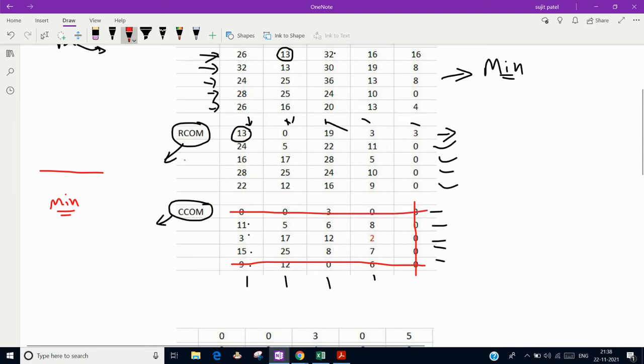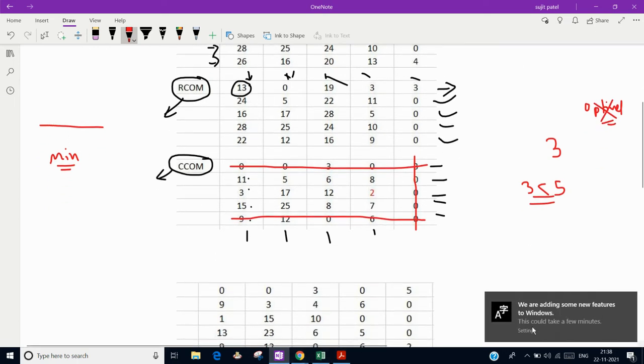Now the number of lines that we have drawn is 3, but the rank of the matrix is 5. So 3 is less than 5. That means the solution we are getting is not an optimal solution. We need to modify it. So what to do now?